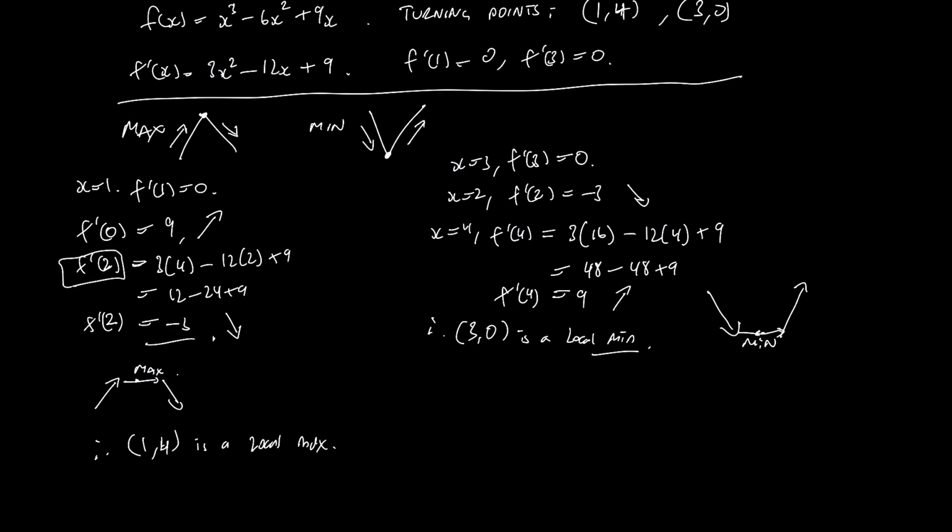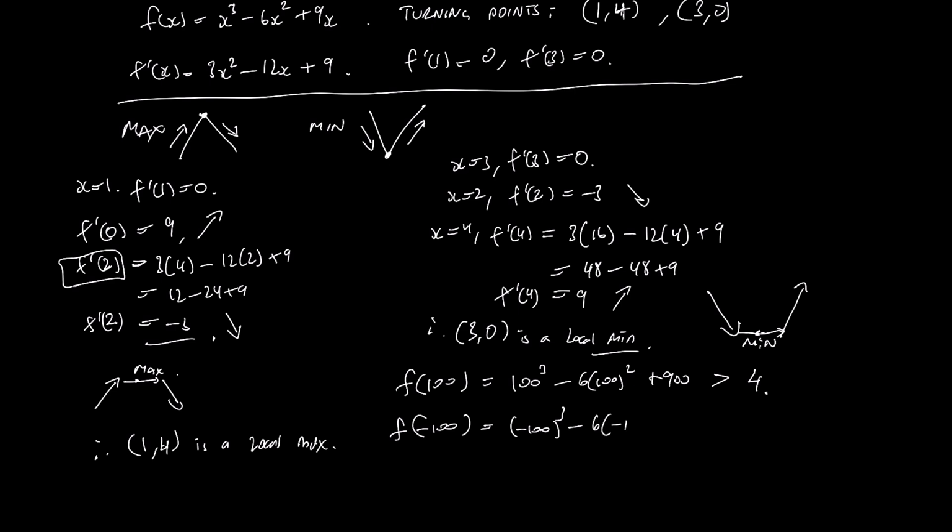So you can imagine if I substituted in f(100) and I ended up with 100 cubed minus 6 times 100 squared plus 900, that's far greater than our little local maximum, which was at 4, right? And likewise, if it was f(-100), I'd have negative 100 cubed minus 6 times negative 100 squared minus 900, which is also far, far less than our local minimum of 0.